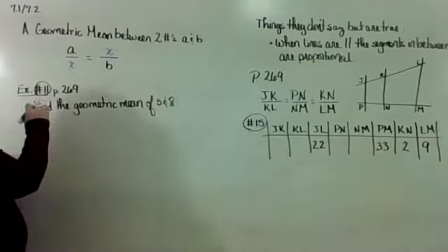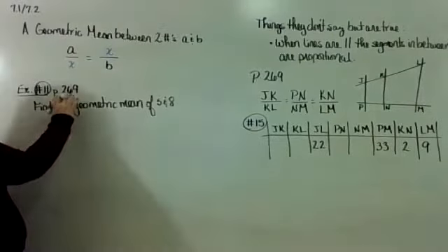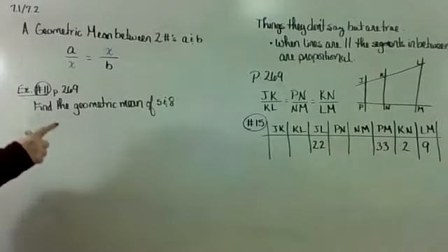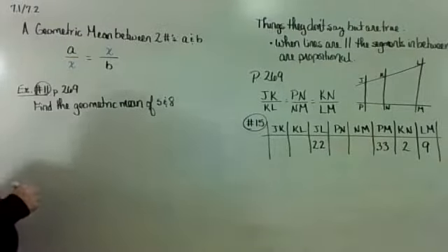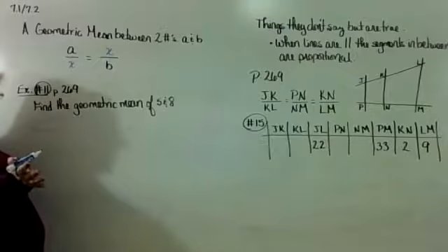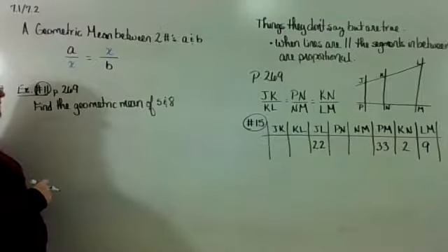Okay, so when we're doing problem number 11, which is on page 269, I say that because I'm going to point to the next one, which is also on page 269. They want you to find the geometric mean of 5 and 8. If you want to pause it and give yourself a second to see if you can do it by yourself, that's fine. I'll give you a second.